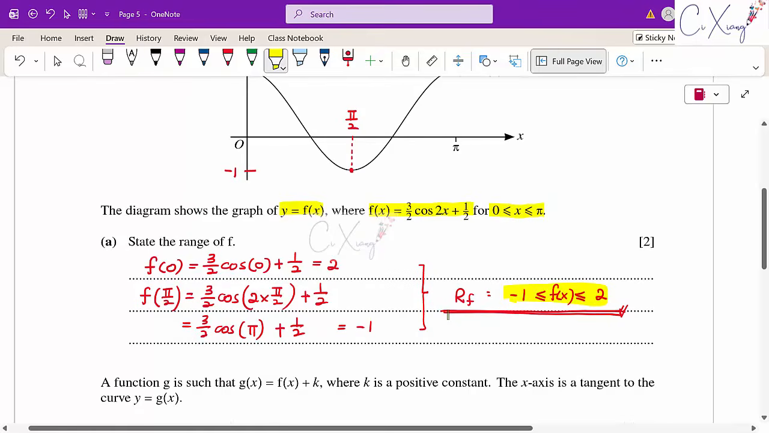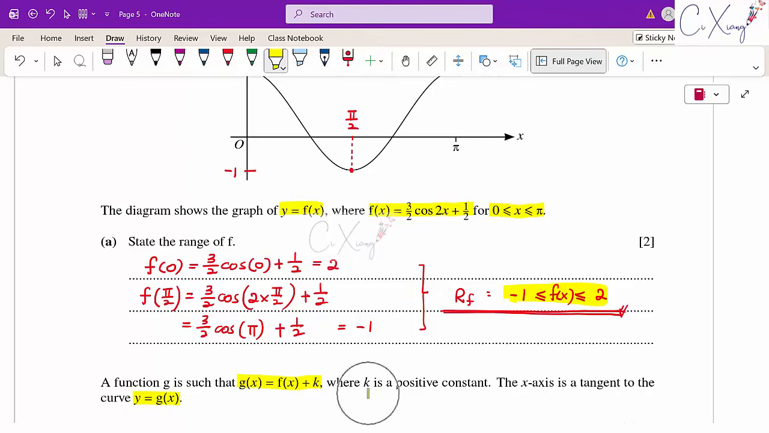And let's have a look at part B. Now they are saying that there's a function g such that g(x) equals f(x) plus k, where k is a positive constant. The x-axis is the tangent to the curve y equals g(x). Alright, so now here they say k is a positive constant. So let's have a look at the k here. When you're having f(x) plus k, that means the plus k is outside the basic function. Therefore, this kind of transformation will be translation. Translation. And then they are saying that k is a positive constant.